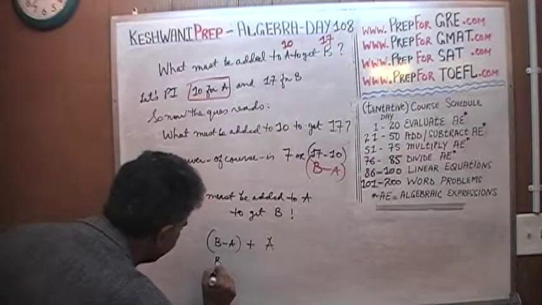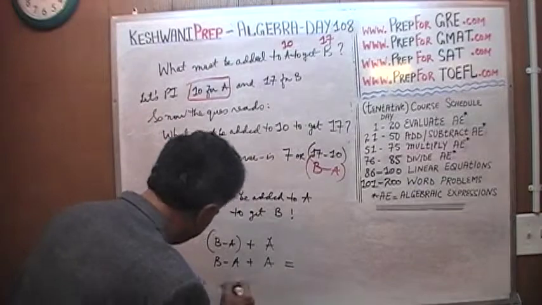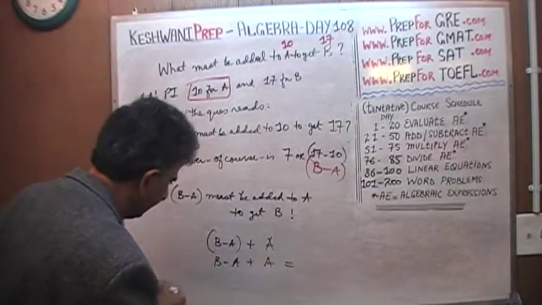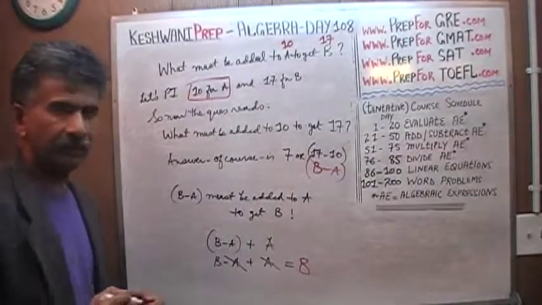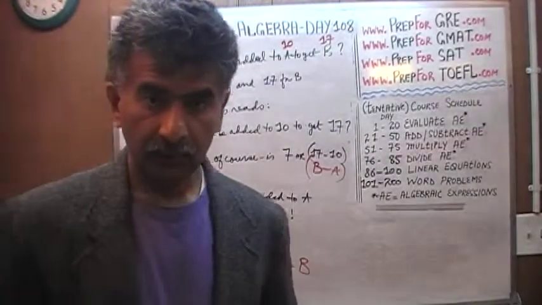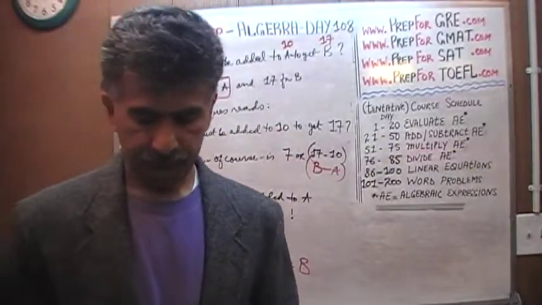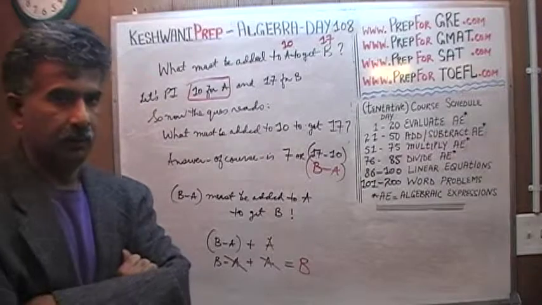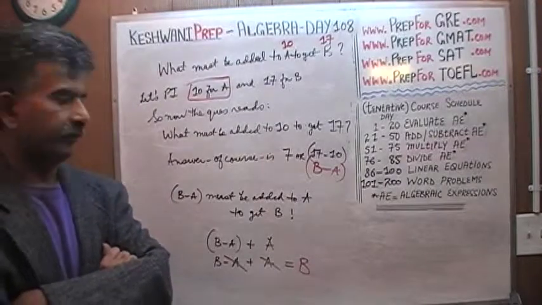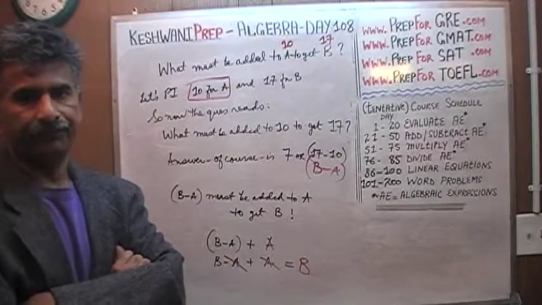B minus A, in parentheses, plus A equals, well, a negative A and a positive A cancel out, and what do you know? B minus A plus A does turn out to equal B, of course. One more time. What must be added to A to get B? The answer is B minus A must be added to A.